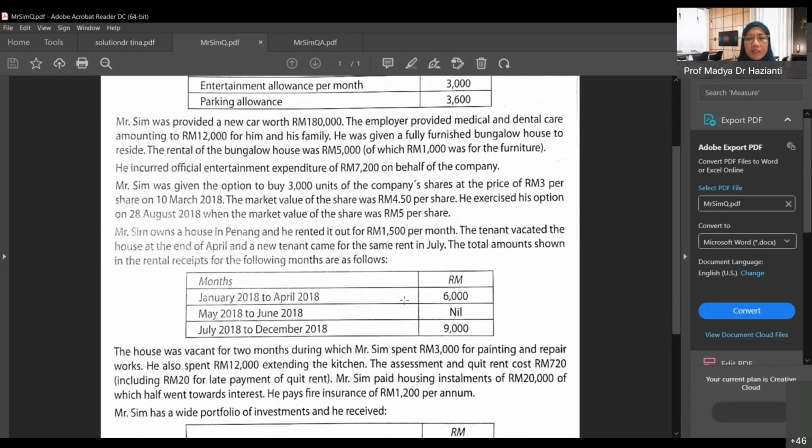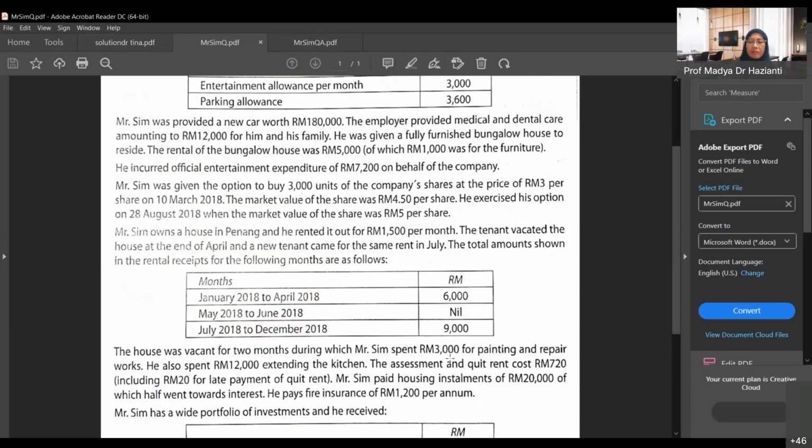So from here you kena decide lah apa yang dia boleh tolak dengan tak boleh tolak. Alright, what about painting and repairs? Can we deduct? Boleh. Alright. What about extension kitchen? Boleh? Tak boleh. Renovation tak boleh. Assessment and quit rent. Boleh. 720. What about 20 ringgit late payment tu? Tak boleh. So assessment and quit rent dia 720 minus 20, 700.